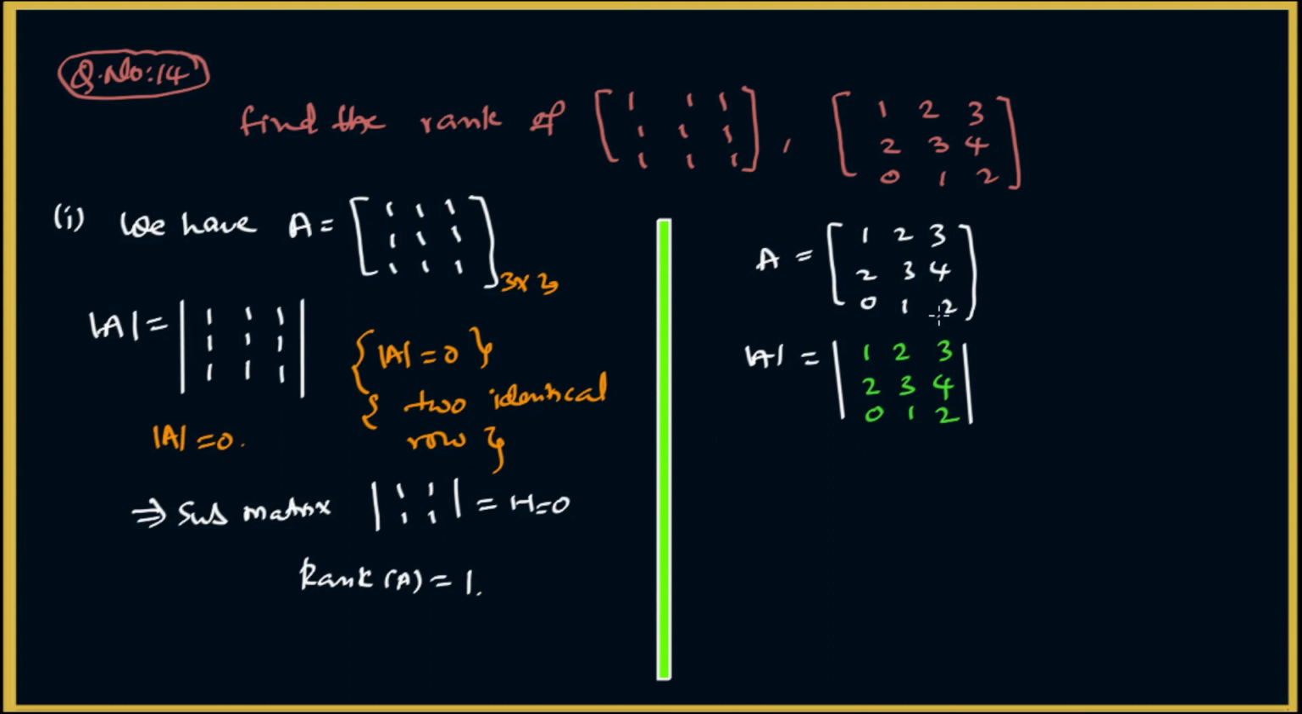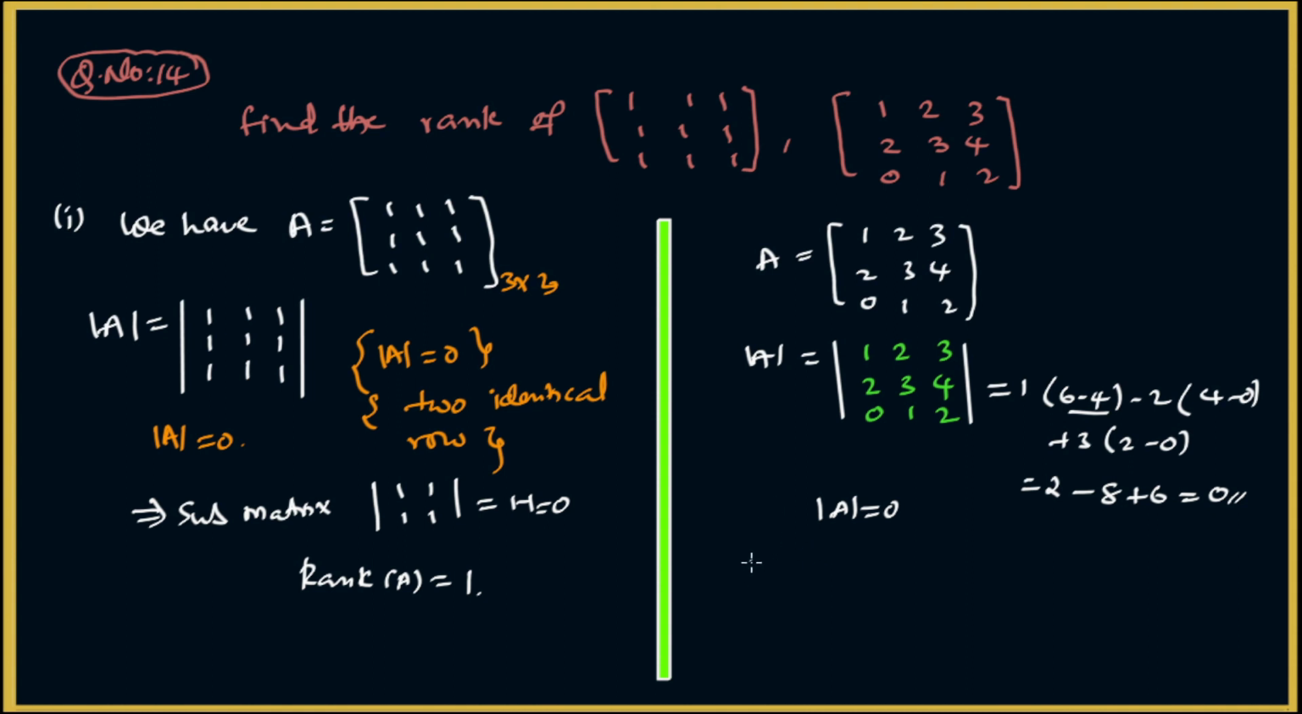So see one more problem. A is given as 1 2 3, 2 3 4, 0 1 2. First find the determinant, that is 1 times (3 2s are 6 minus 4) minus 2 times (2 2s are 4 minus 0) plus 3 times (2 1s are 2 minus 0). So 6 minus 4 is 2, 2 4s are minus 8, 3 2s are 6, and 6 minus 6 is 0. So the determinant of the 3 by 3 matrix is 0. Next, rank is not equal to 3.